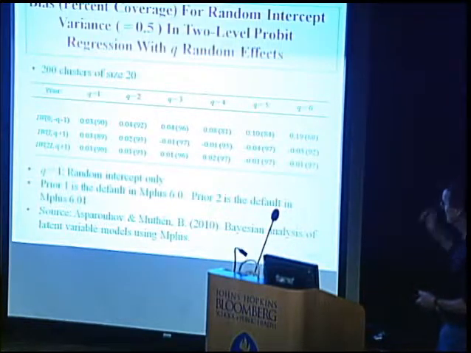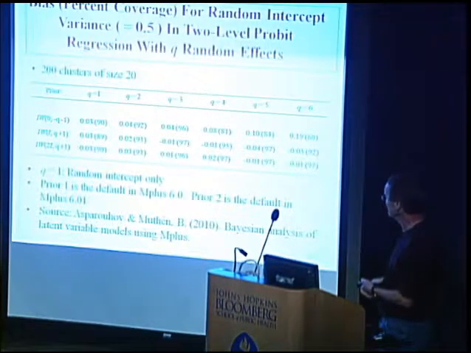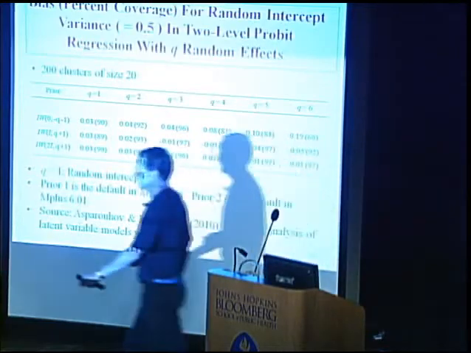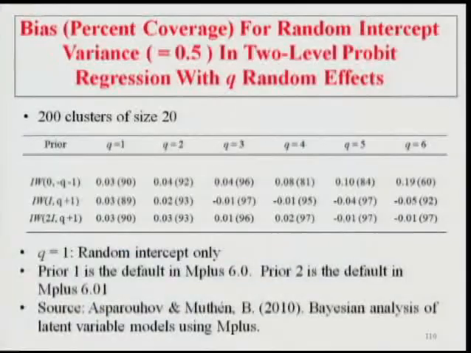We have an example here, a simulation study. I'll put it up on the other screen as well. So this is from the Bayesian analysis paper by Tihamer and I, on the website. And you have, in this case, a simulation study with a random intercept and some random slopes.